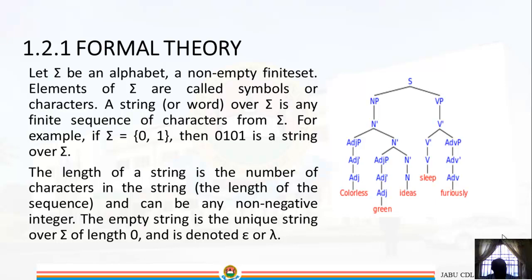For example, if Σ is representing 0, 1, then 0, 1, 0, 1 is a string over Σ. The length of a string is the number of characters in the string. The length of the sequence can be any non-negative integer. The empty string is the unique string over Σ of length 0. So the empty string always has a length of 0, which is denoted as ε or lambda, as the case may be.